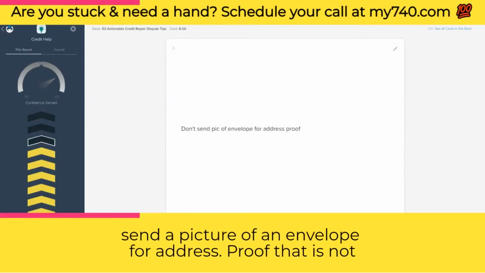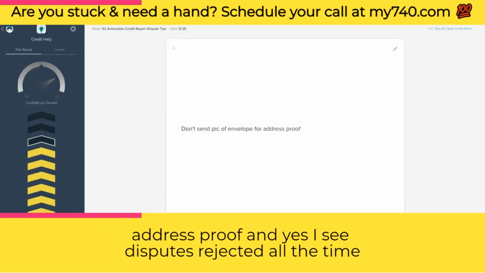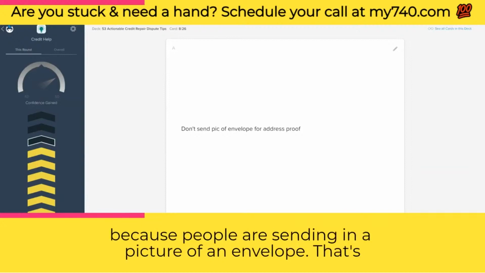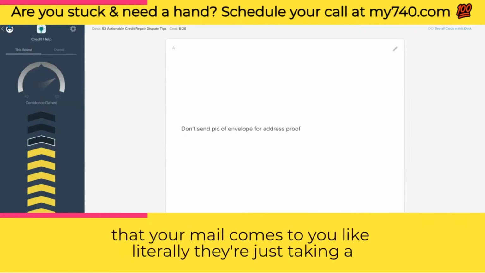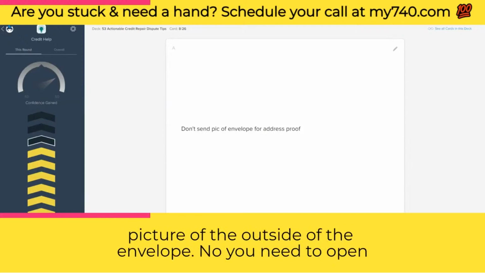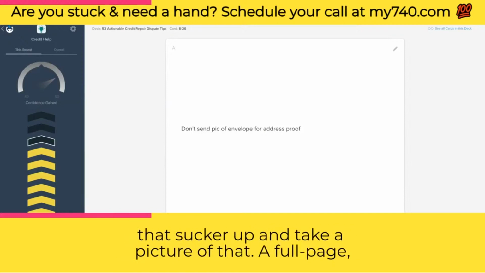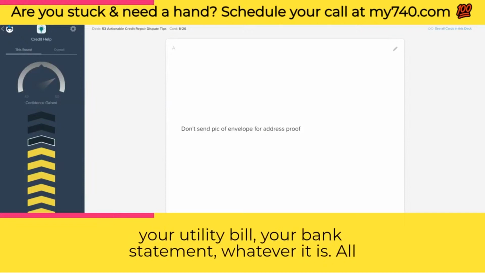And don't send a picture of an envelope for address proof. That is not address proof. And yes, I see disputes rejected all the time because people are sending in a picture of an envelope. That's just a picture of an envelope. Like, the way that your mail comes to you, literally they're just taking a picture of the outside of an envelope. No, you need to open that sucker up and take a picture of that full page, your utility bill, your bank statement, whatever it is.